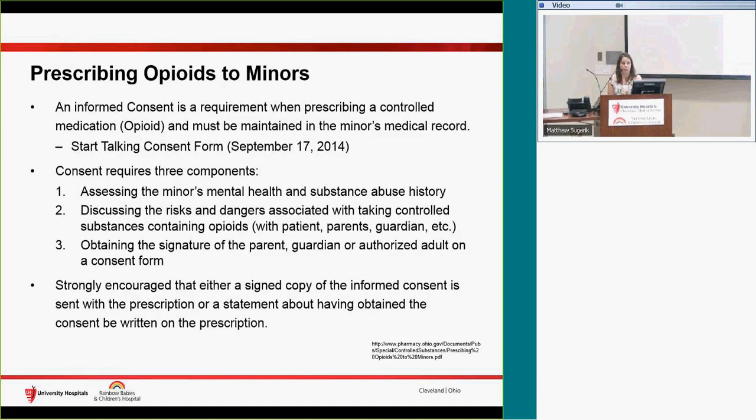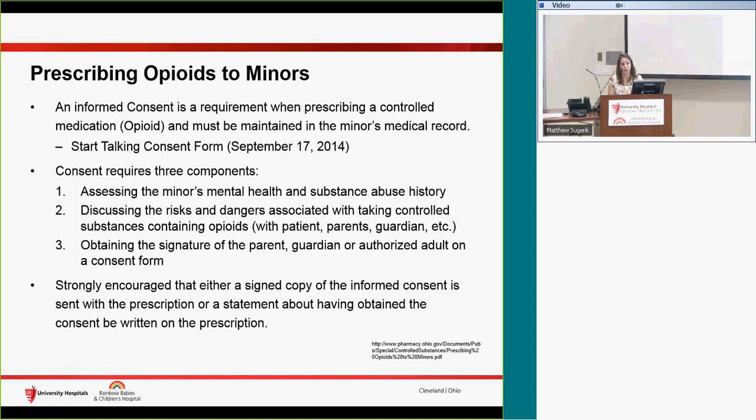So prescribing to minors, you do need to have an informed consent on file. This went into effect September of 2014. Components that need to be in this consent are assessing their mental health and substance abuse history, the risks and dangers of a controlled substance, and then obtaining a signature from parents or guardians.